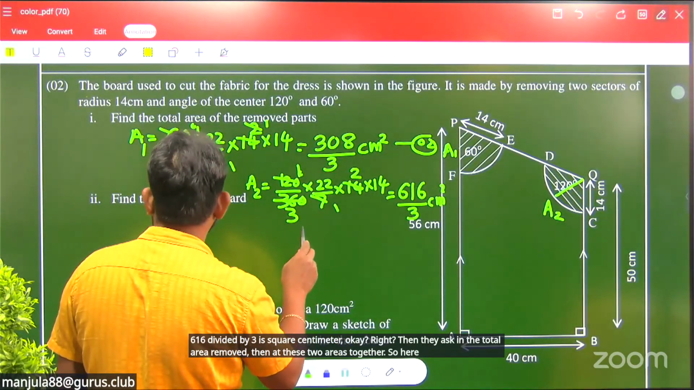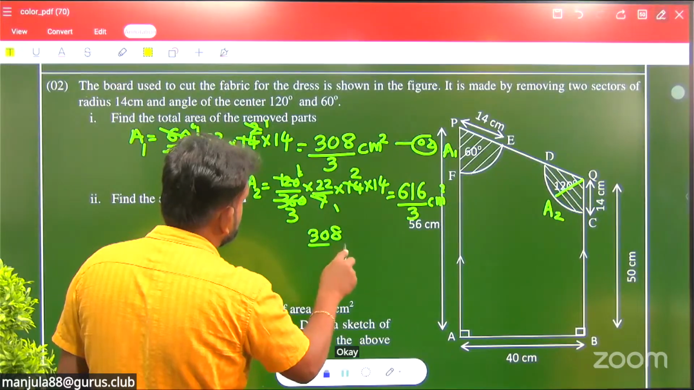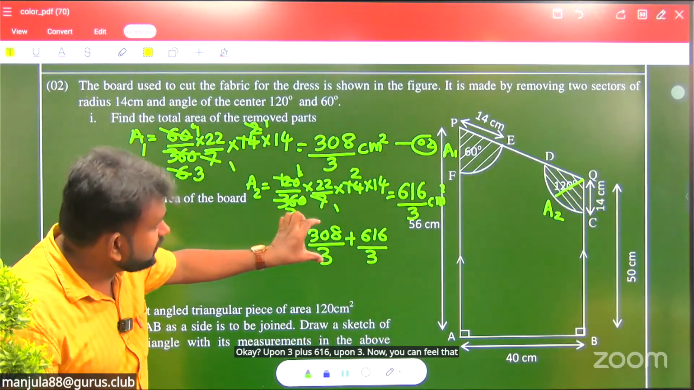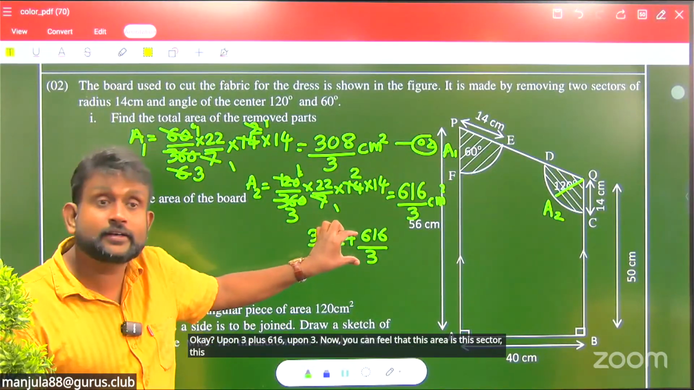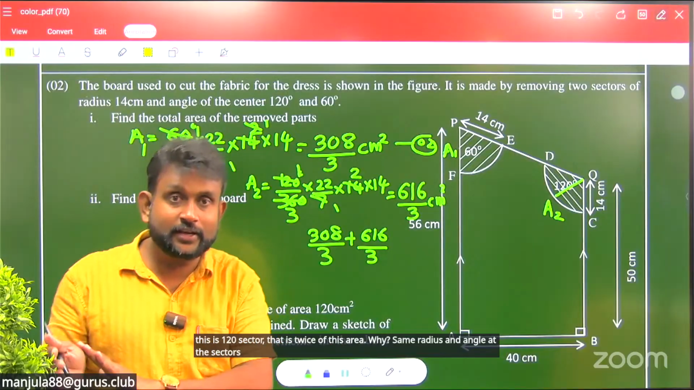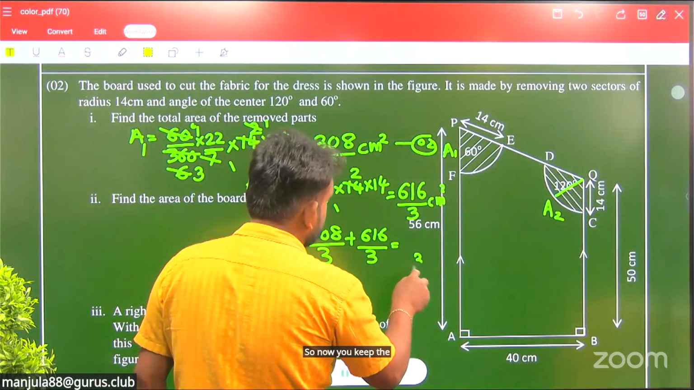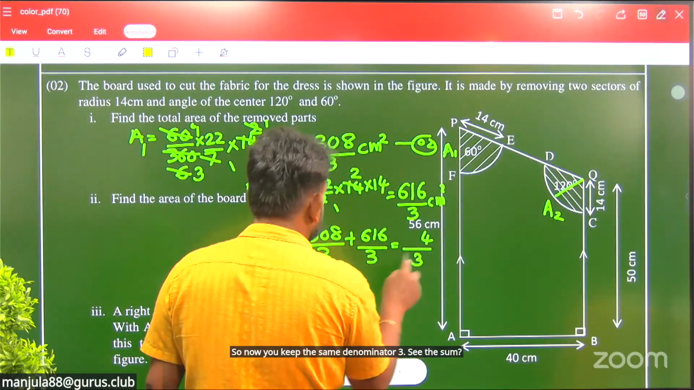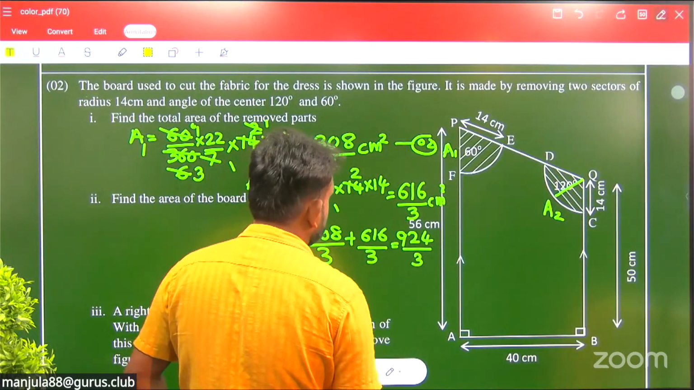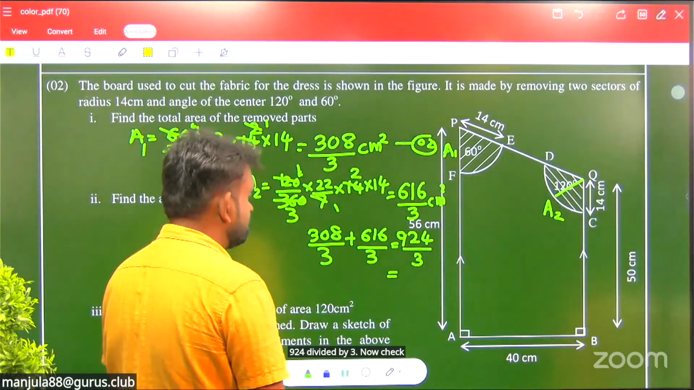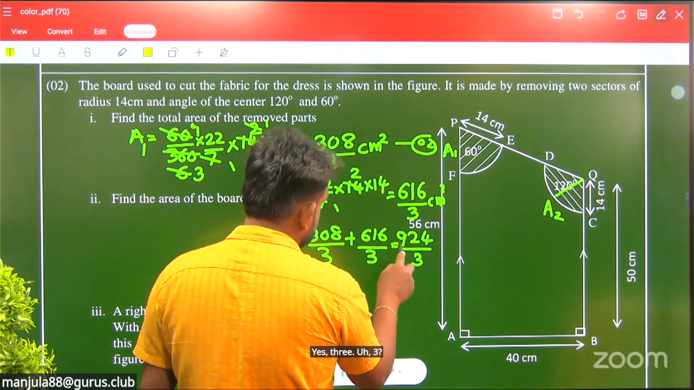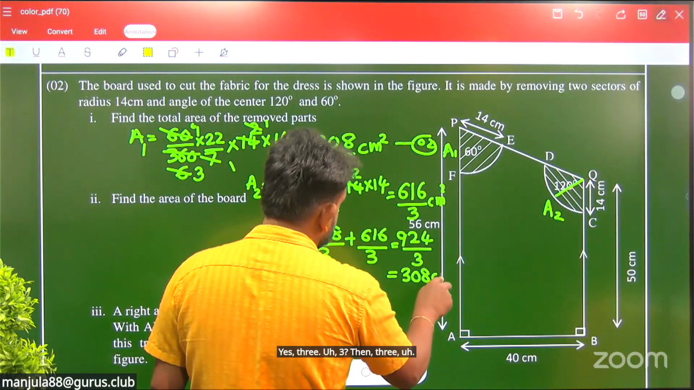So here 308 upon 3 plus 616 upon 3. Now you can feel that this area, this is the 120 sector, is twice this area. Why? Same radius and the angle of the sector is twice, then the area is twice. So now you keep the same denominator 3, see the sum, 924 divided by 3. Now check, that is divisible by 3. Yes, then it is 308 square centimeters.